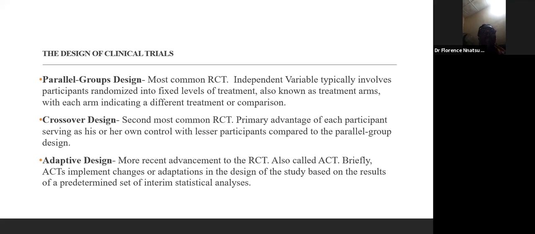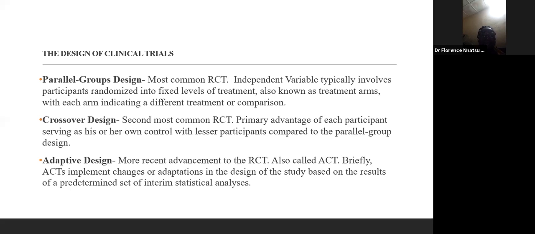Then the design of clinical trials, parallel group design. Most common randomized controlled trials, independent variable, typically involve participants randomized into fixed levels of treatment, also known as treatment arms, with each arm indicating a different treatment comparison. Then crossover design. Second most common randomized controlled trials, with the primary advantage of each participant serving as his or her own control, with fewer participants compared to the parallel group design.